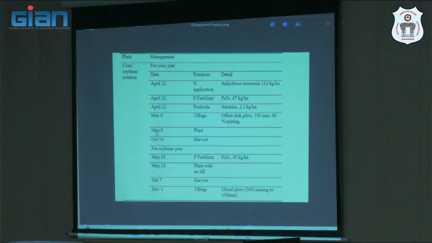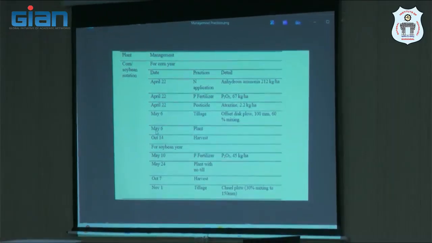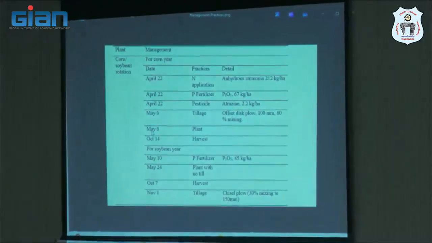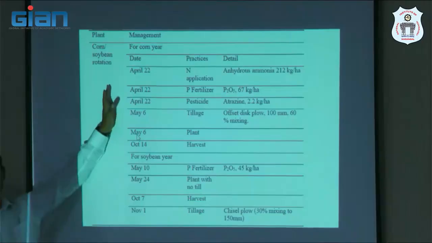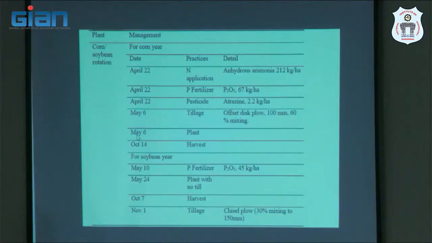So we have done a survey here in and around Warangal, where we discussed with the farmers what they were growing, when they grow, the approximate date and approximate time, and then based on that prepared the management practice. And that is what it is. So for a corn year, that means if it is starting from the corn, it starts on April 22nd.